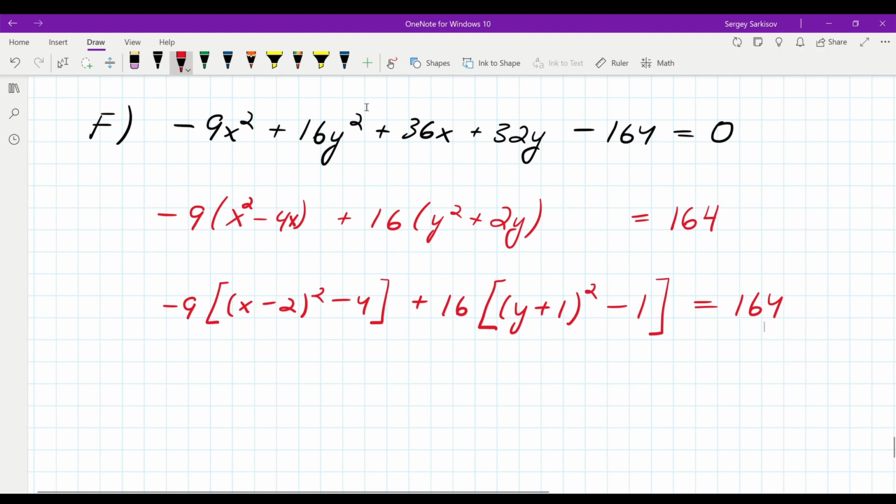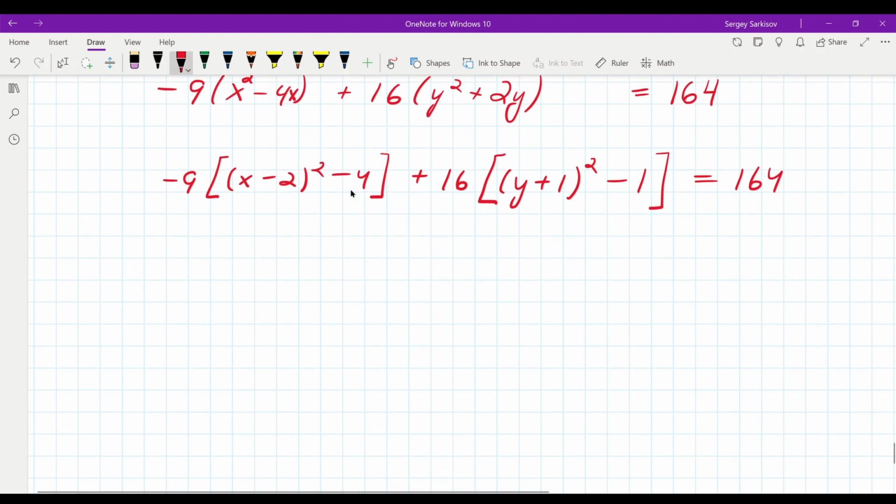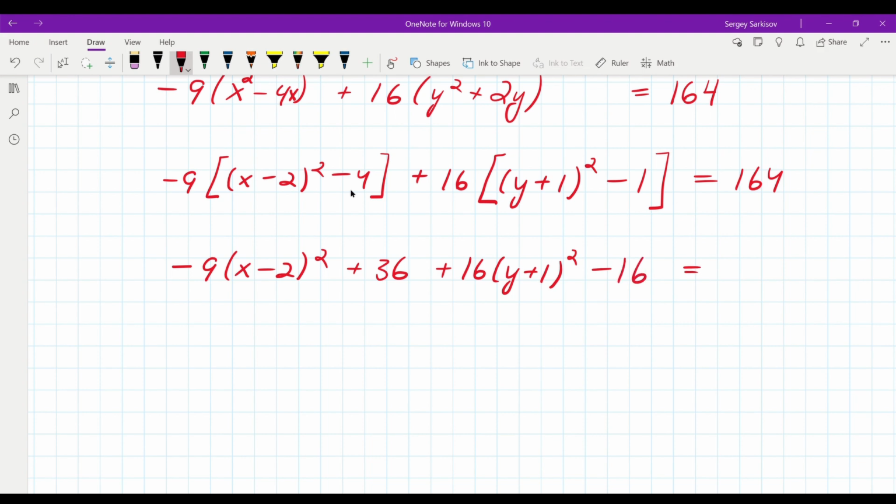Let's see what happens here, okay, everyone? So when we do this, we have, let's check it out, negative 9 of the x minus 2 squared plus 36, okay? And then plus 16 times y plus 1 squared, minus 16, and that's equal to 164.